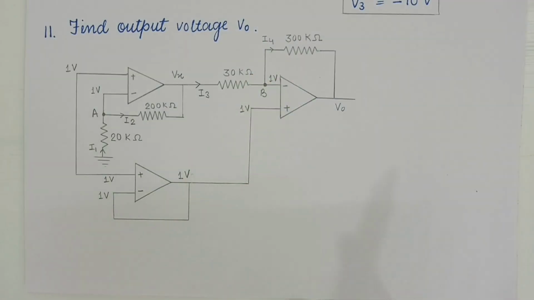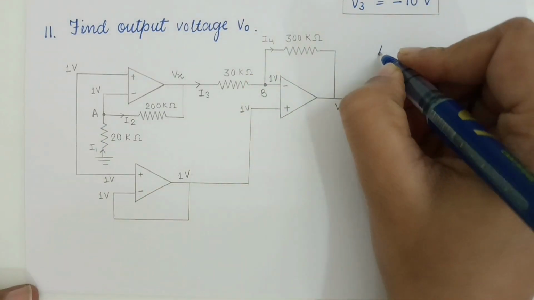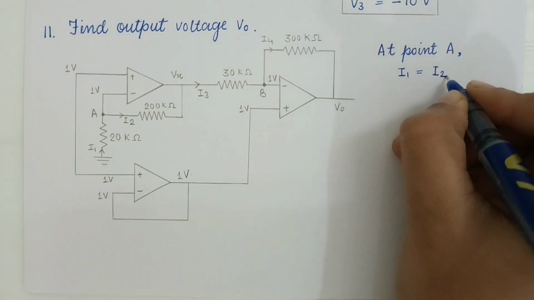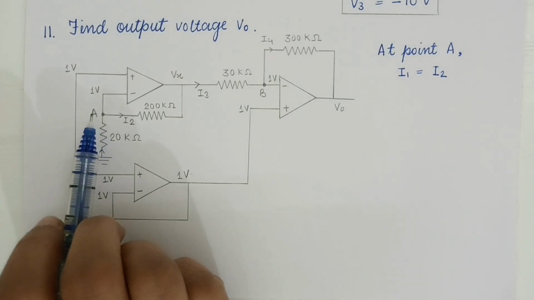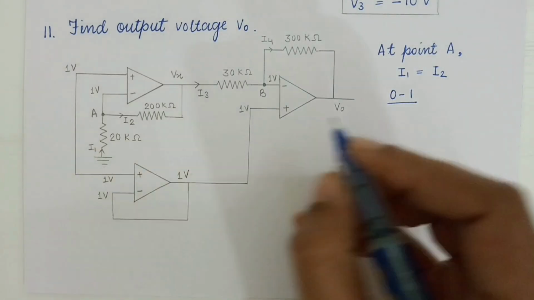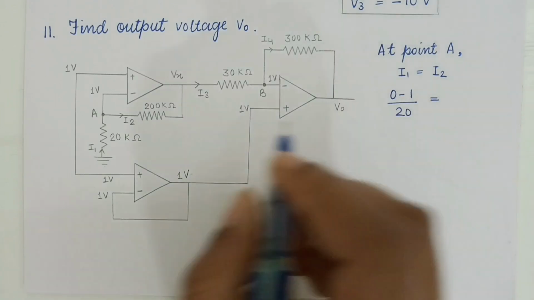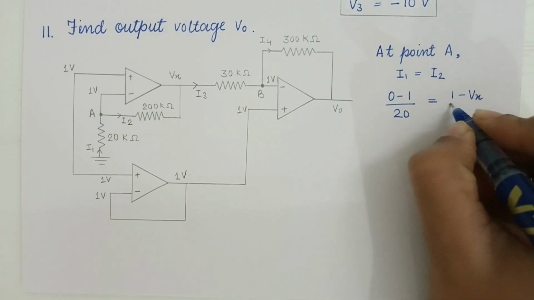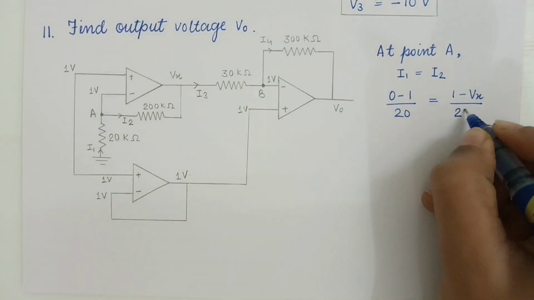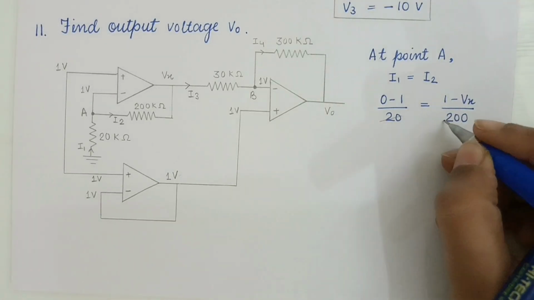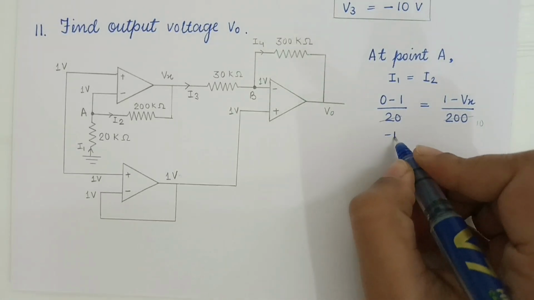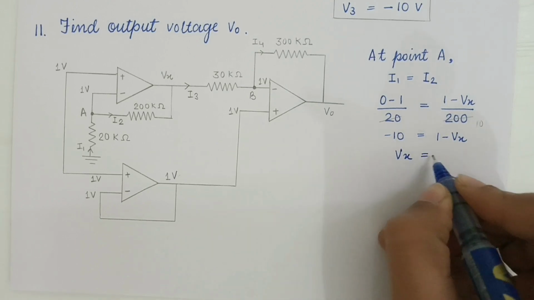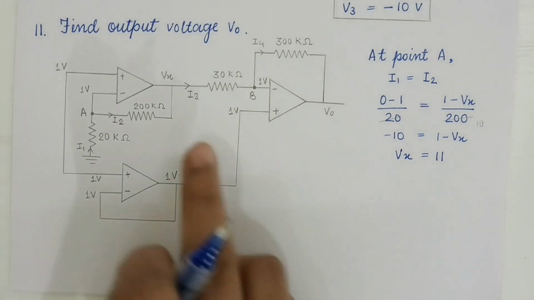So this is it. Let's first solve for point A. At point A, I1 is equal to I2. So (0 minus 1) divided by 20, its resistance, is equal to (1 minus Vx) divided by its resistance, that is 200. Now you can see this is 10 times. So we get minus 10 here, which is equal to 1 minus Vx. So from here we get Vx is equal to 11. So here we get the value of Vx.